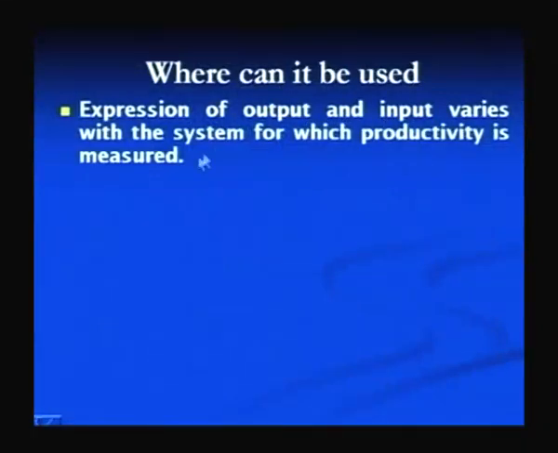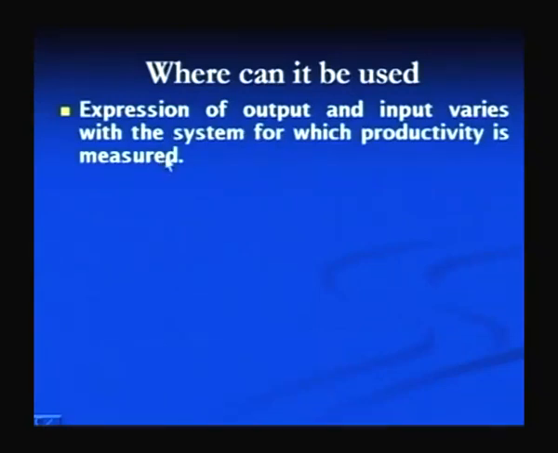If it indicates that productivity is high, it means the resource utilization is good. It depends on how it is being calculated and what the different components included in the productivity measurement are, and where it can be used, meaning where this measure of performance can be applied, so that it can be used effectively for comparing the performance of the system, or redirecting the resources, so that the performance of a system can be improved. Expression of the output and input varies with the system for which productivity is being measured.